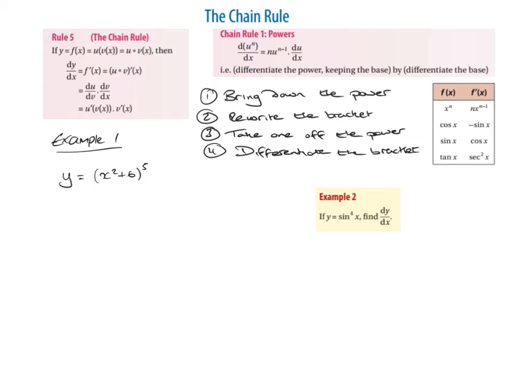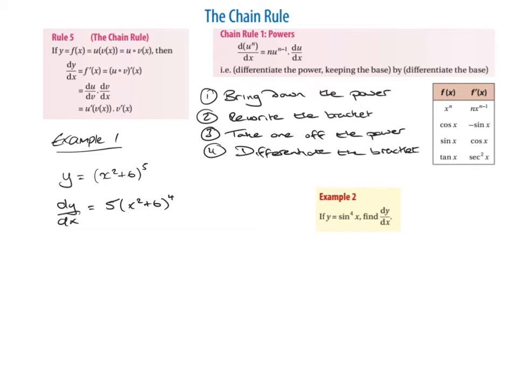So if I want to find the differential of this, it's a chain rule because I have a bracket to the power of something. So what I do is I bring down the power. So let's write dy dx first. So bring down the power, so the 5 comes down to the front. That's equal to 5. And then the second bit is rewrite the bracket. So if I rewrite the bracket, I get x squared plus 6. Take one off the power. So have a look, see what the power is. The power is 5. Take away 1 is 4.